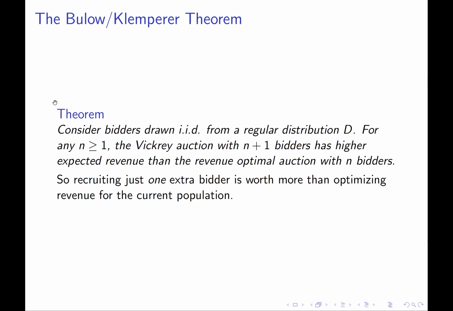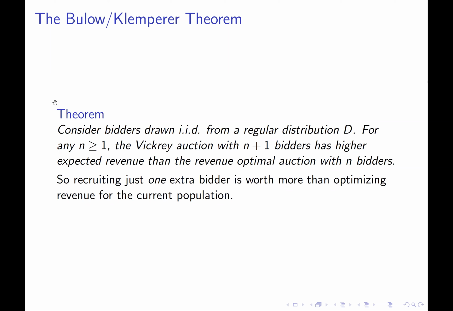And so what this means is that if you've got some auction, some marketplace, with some number of participants, and you have a choice of where to spend your resources, either tinkering with the rules of the auction to try to extract that last bit of revenue, or trying to enlarge your market share, get just one extra user perhaps, maybe by marketing, or maybe just by making your marketplace a friendlier place to be, then you're actually better off recruiting just one extra bidder than trying to tinker with the rules of the auction.